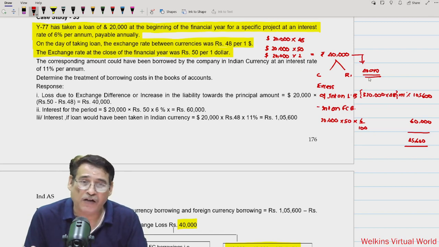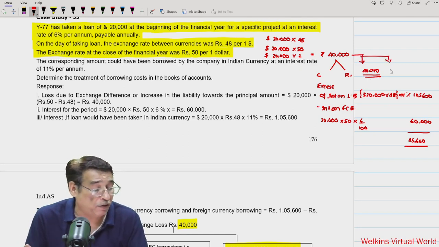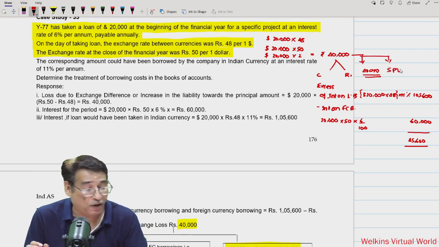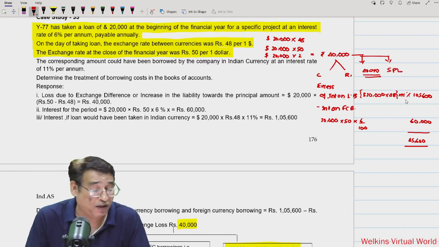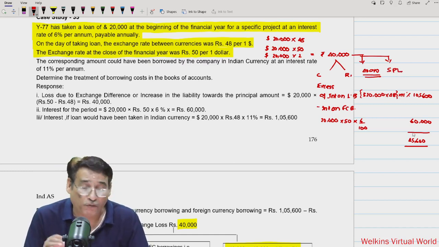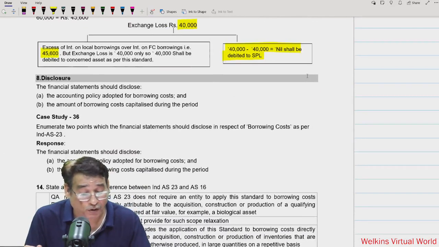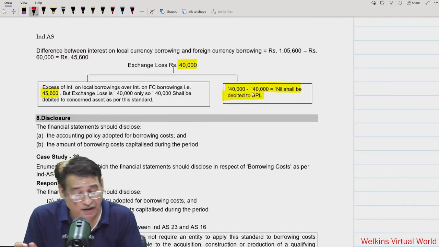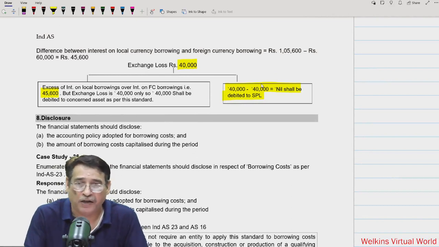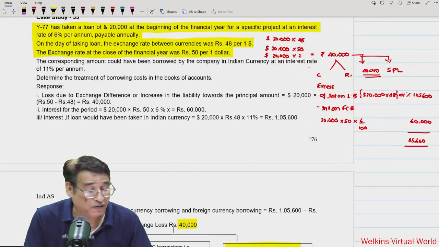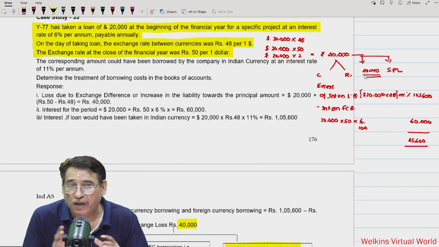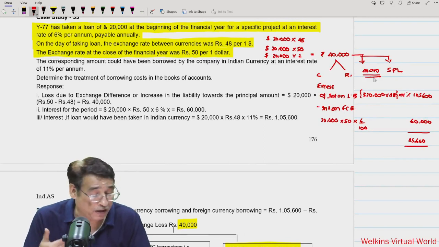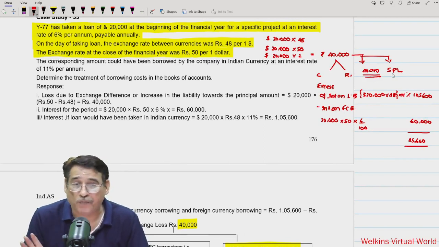So the entire 40,000 will be capitalized and nothing will be charged to the statement of profit and loss account, because the excess of interest on local borrowings over foreign currency borrowing is 45,600. So to the extent of 40,000, we will capitalize and nothing will be charged to the statement of profit and loss account. Here the answer is correctly given, but I told you wrong earlier. So the correct answer is that the entire 40,000 will be capitalized, and nothing will be charged to the statement of profit and loss account.